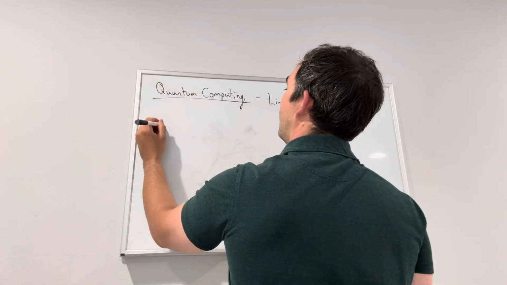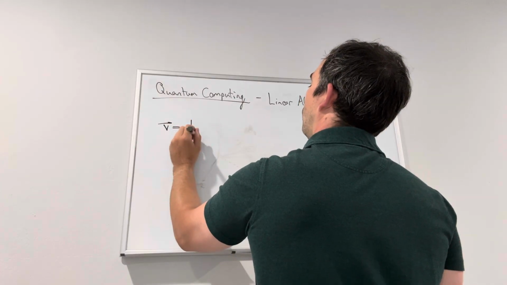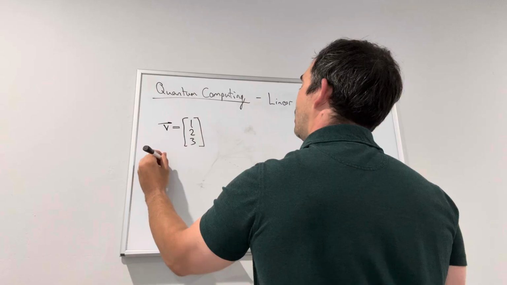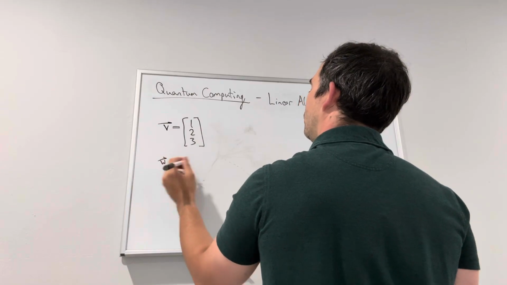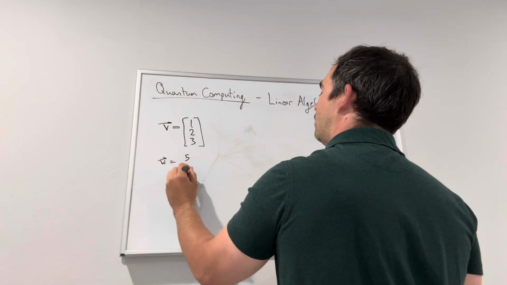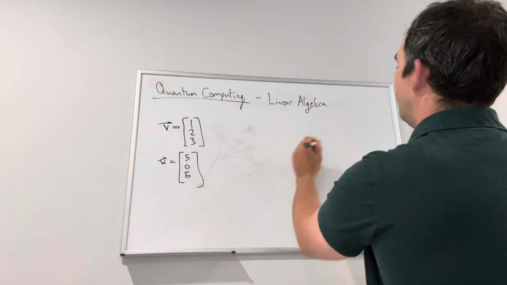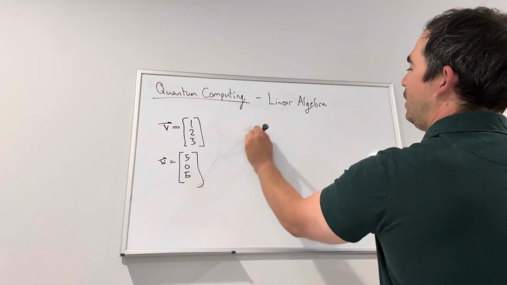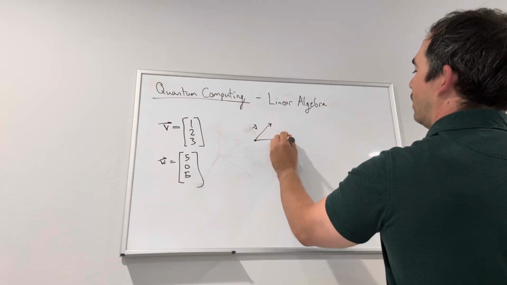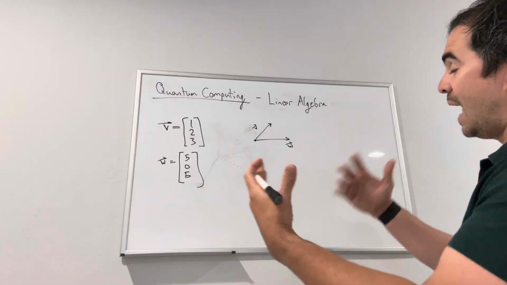So let's say I have a vector v, and v equals the numbers 1, 2, 3. And let's say I have the vector w, and the vector w equals 5, 0, 5. Right. And so I just have these two. I have one arrow in space, v, that looks like this, and one arrow, w, that, let's say, looks like that. Whatever. And I can add these two vectors together.